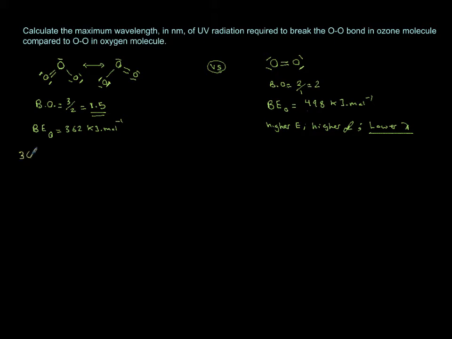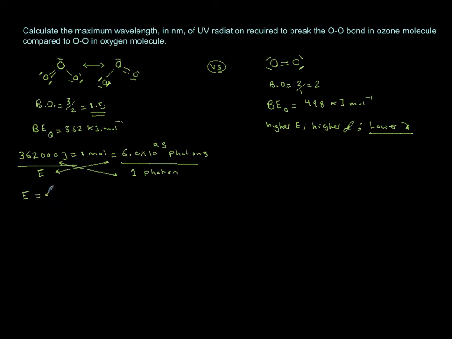So you have 362,000 joules per mole of ozone. Now we have to find it for one molecule to talk about one photon. So remember, this is per mole, and in 1 mole you have 6 times 10 to the power 23 molecules, and here I'm just going to say for each molecule I need 1 photon. Therefore let's find for 1 photon how much energy I really need. After you cross multiply, you will find the energy needed to break the ozone bond is 6.0 times 10 to minus 19 joules.